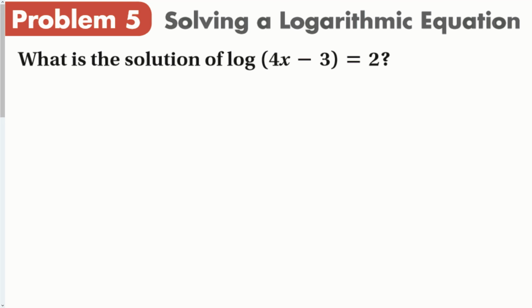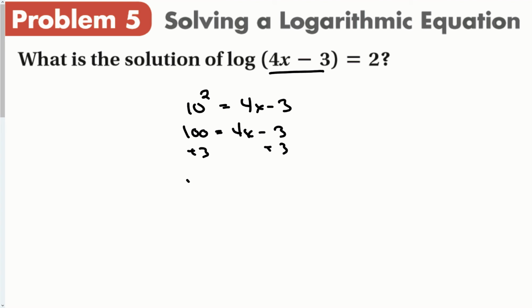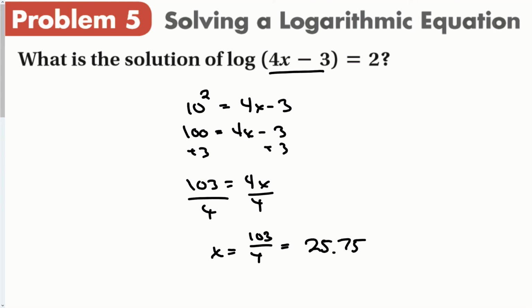I take this logarithmic expression and I can rewrite it with a base of 10. 2 is the exponent, and it's equal to the stuff inside the logarithm. So 100 is equal to 4x minus 3. And there we go. Another linear equation to solve. 103 equals 4x, just divide out, and we have that x is equal to 103 over 4, which, if we want to turn it to a decimal, is 25.75.